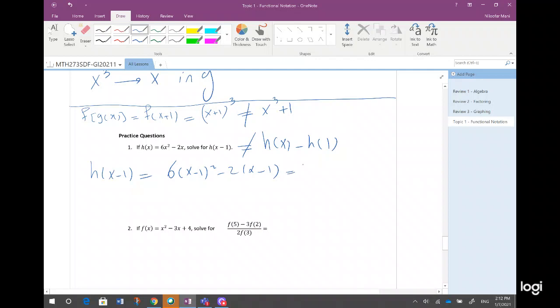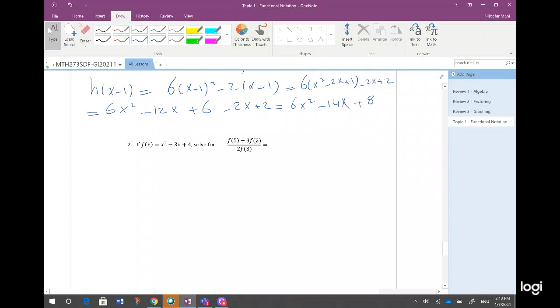I just need to simplify. This is 6 times (x squared minus 2x plus 1) minus 2x plus 2, which is 6x squared minus 12x plus 6 minus 2x plus 2, which is 6x squared minus 14x plus 8. Okay, so that's the answer, right? So how about this one here?